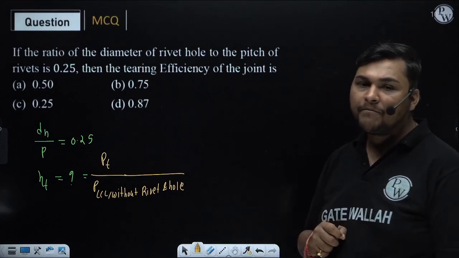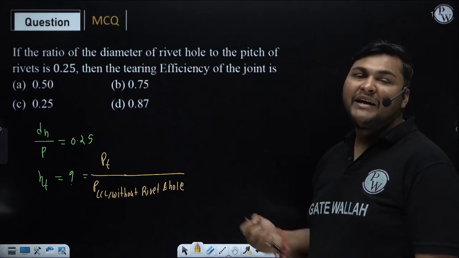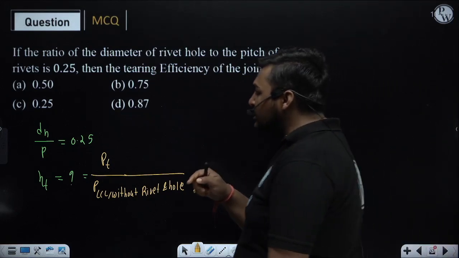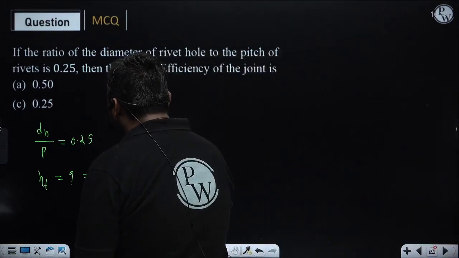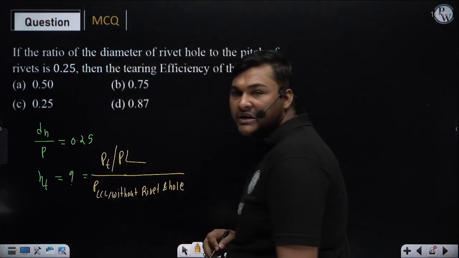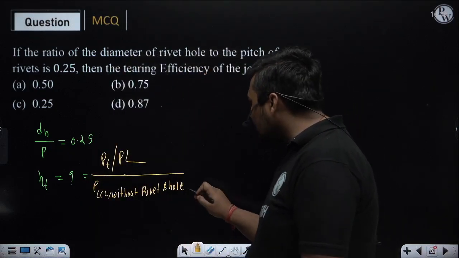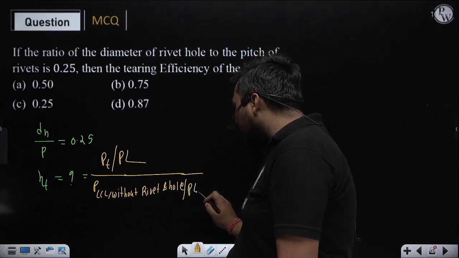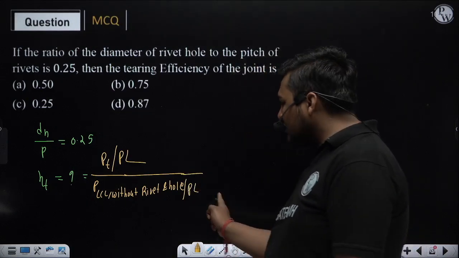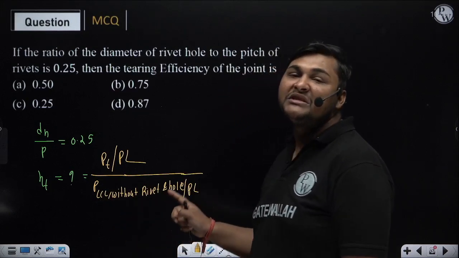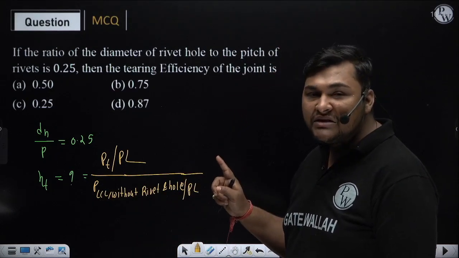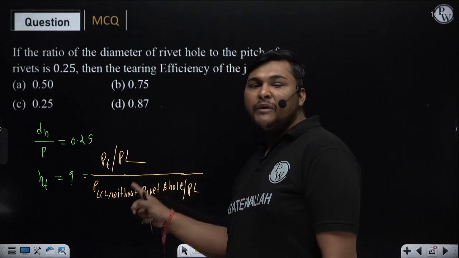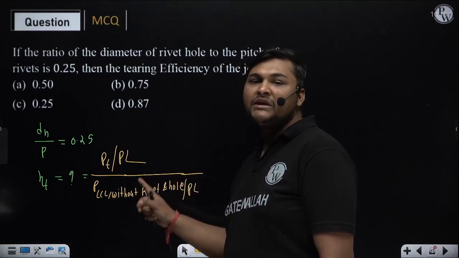Since the width of the plate is not given, the diagram is not given, and the number of rivets in each row is not given, instead of calculating the total tearing load carrying capacity, we will calculate it per pitch length. Then the lower term will be the load carrying capacity without rivet and hole per pitch length. You can remember its expression directly: it will be sigma tp into p into t. If you are calculating the total, it will be w into t; if per pitch length, it will be p into t.